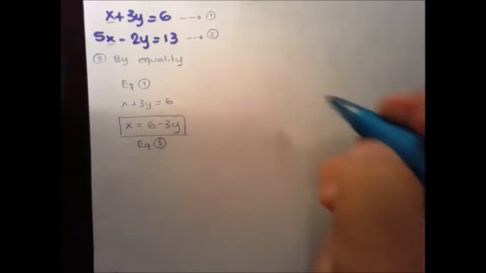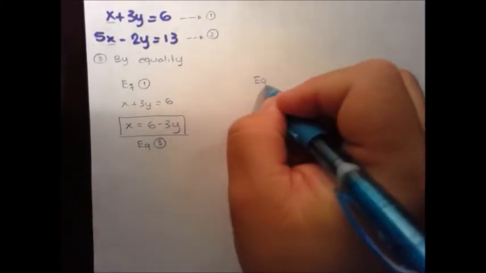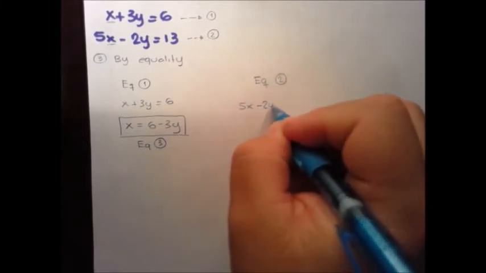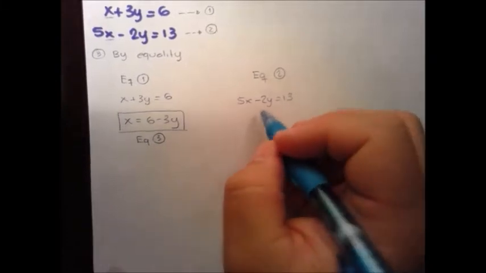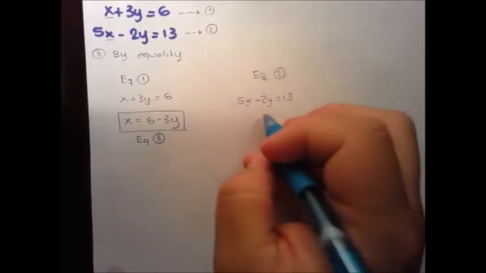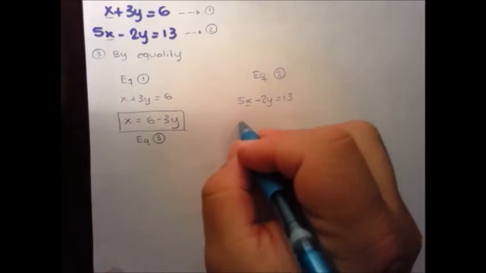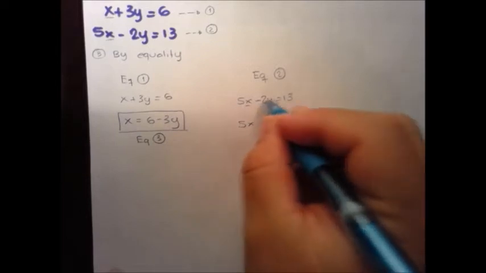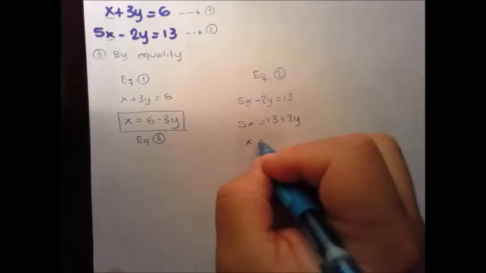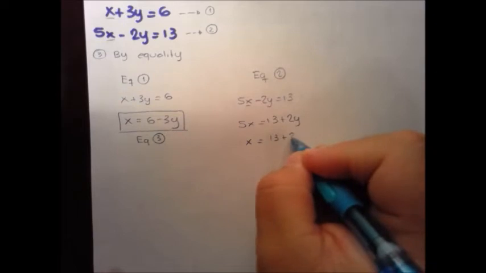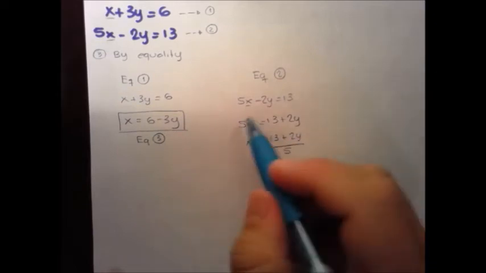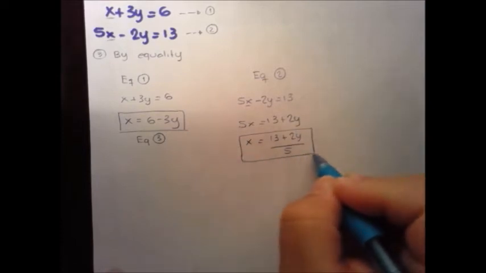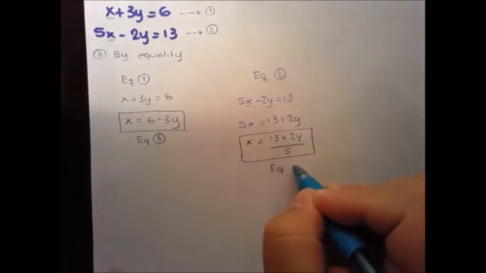And then I'm going to have one auxiliary equation, you can call it equation number 3. On the other hand, I'm going to take equation number 2. I'm going to rewrite 5x minus 2y equal to 13. Let's clear the same variable as here, and then I'm going to have 5x is equal to 13 plus 2y. This passes positive, and then finally x is going to be 13 plus 2y, everything over 5, because this 5 is multiplying, so it is going to divide. And then I'm going to have equation number 4.